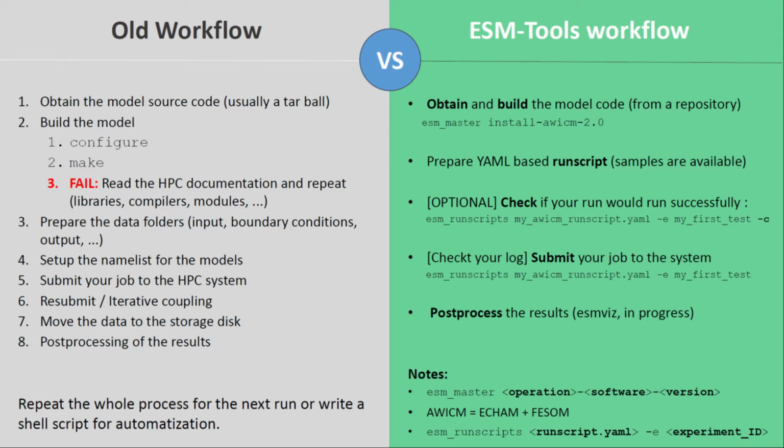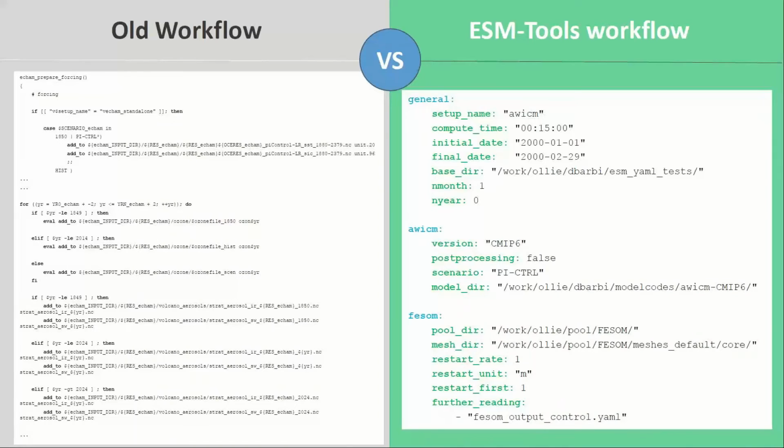So basically, esm_runscripts checks if you have missed anything. Maybe there are some missing boundary condition files, so that you don't crash when you just submit the job. Then you check your log, and hopefully it is fine. There are no errors, and you can basically run your model. So you basically omit the -c option there, and everything is fine. Then you can post-process the results with the ESM-Viz tool, which is currently under progress.